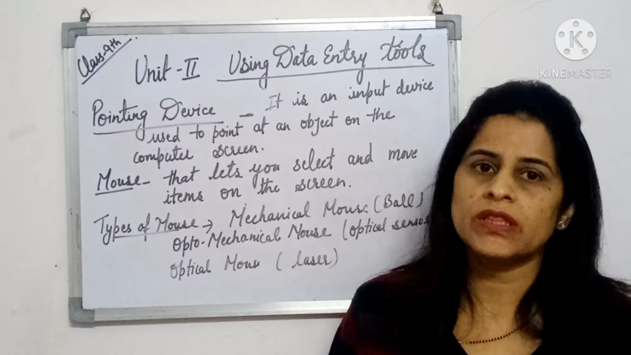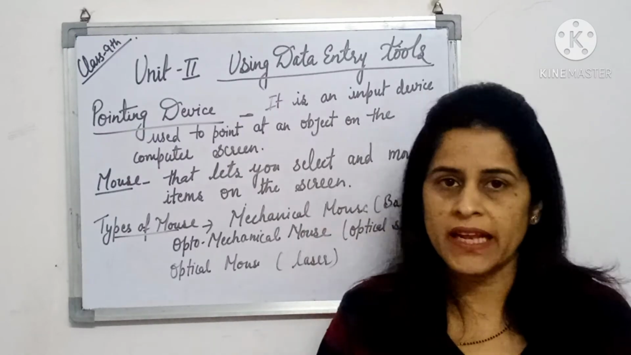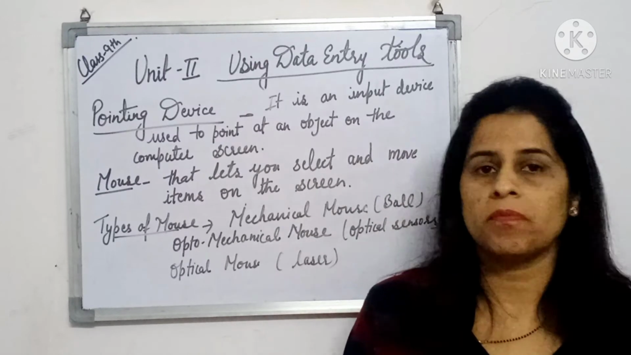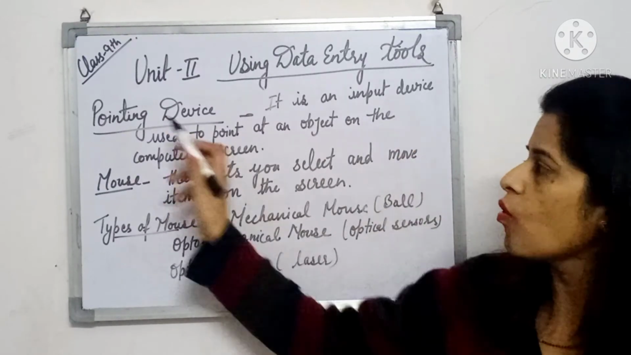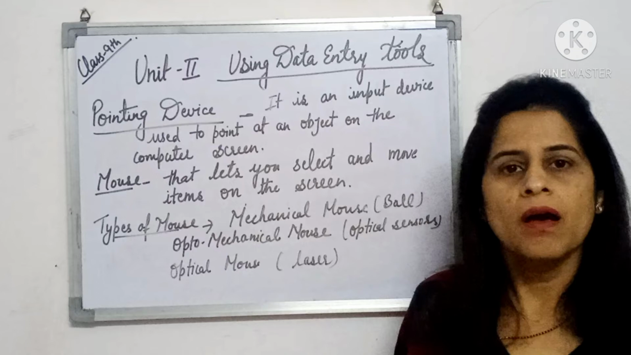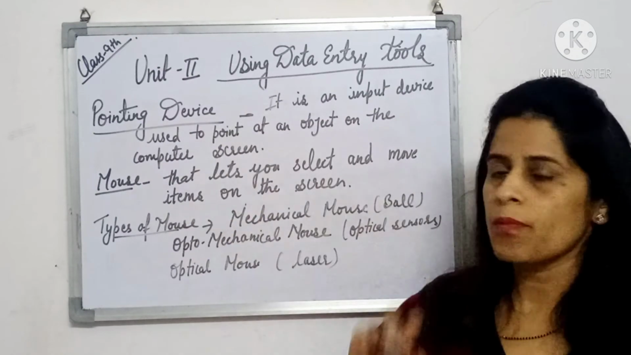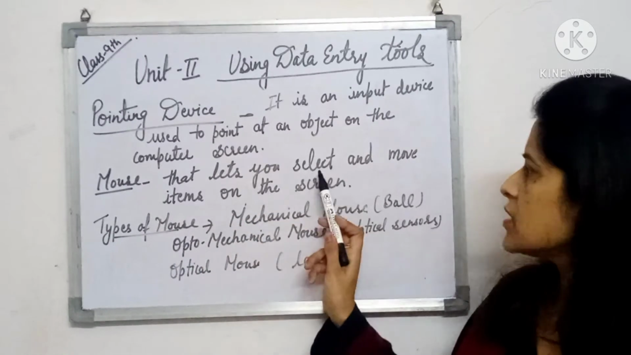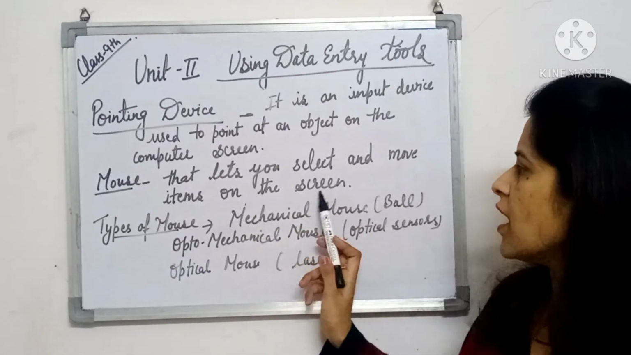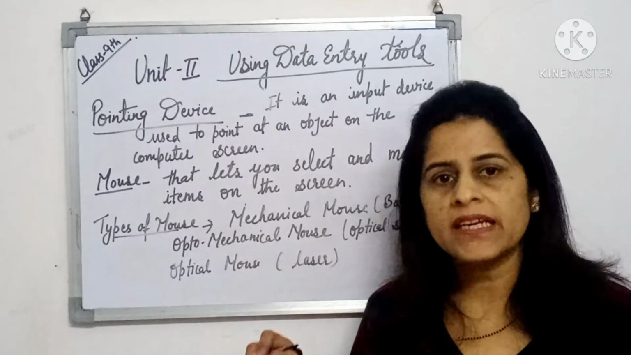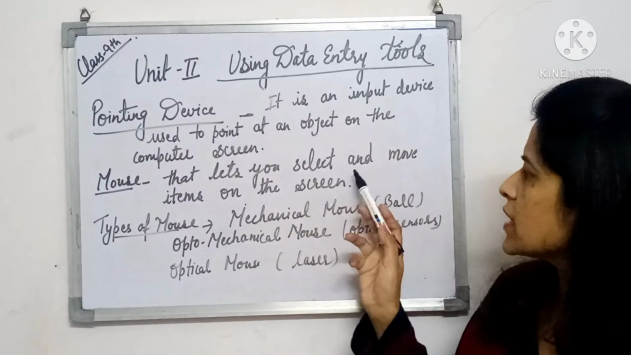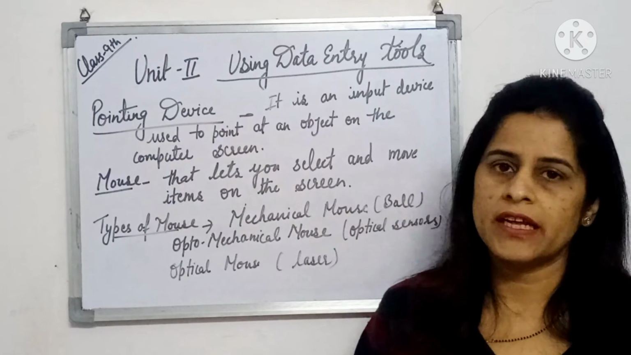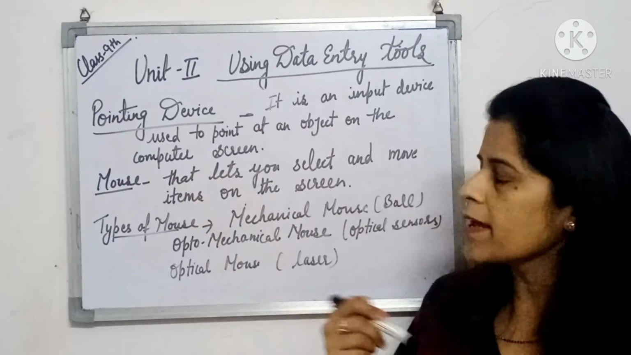That is mouse. With the help of the mouse, we can select an icon, we can move that icon, we can copy that icon, we can paste that items, we can do all those functions with the help of the mouse. So mouse is known as the pointing device. What is the mouse? That lets you select and move items on the screen. Mouse is that input device used to select and move the items on the screen, and that is known as the pointing device. Then how many types of mouse are there?